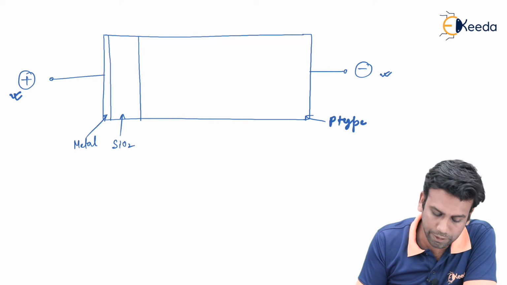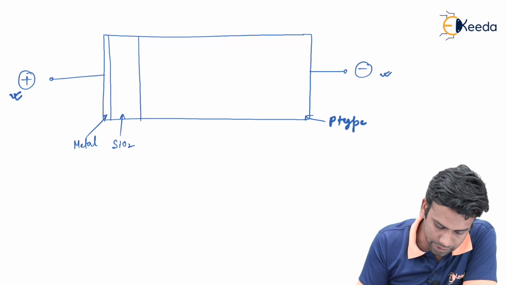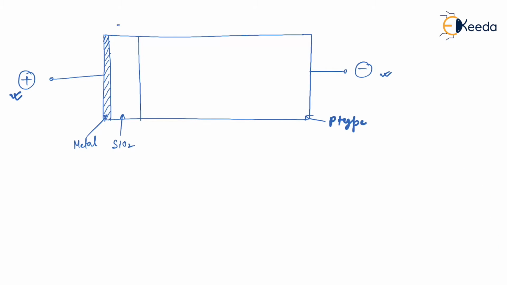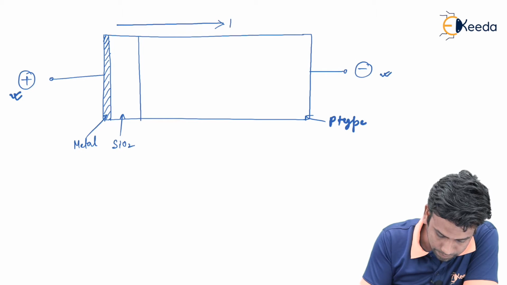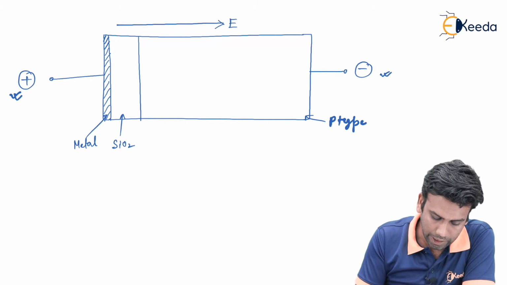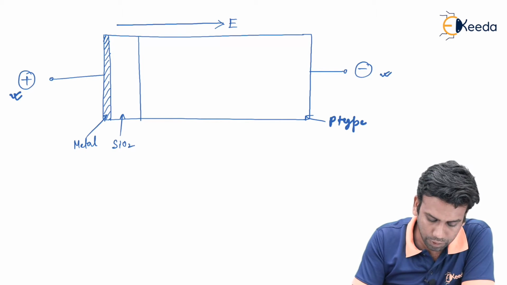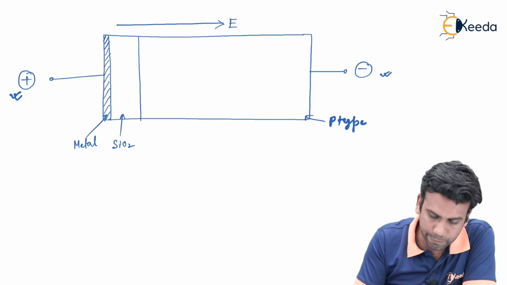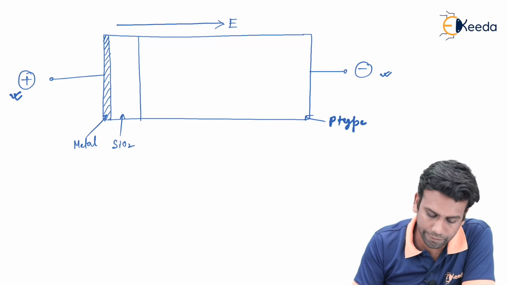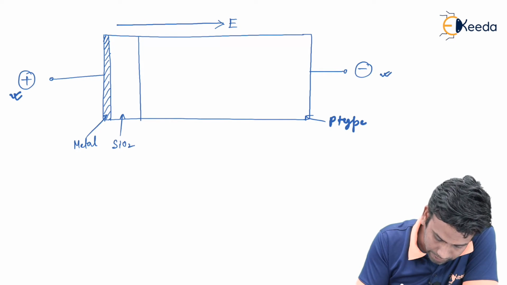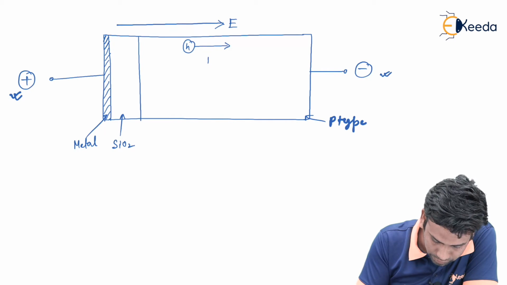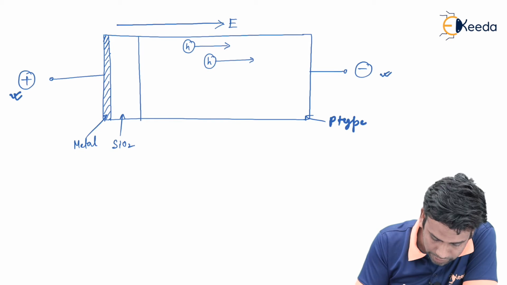the electric field that will be created inside the MOS capacitor will be directed from this metal plate towards the negative terminal, and due to this electric field, the holes that are residing inside the p type will experience a force to move away from the interface. So we can say that now holes will experience a force to move away from the interface.